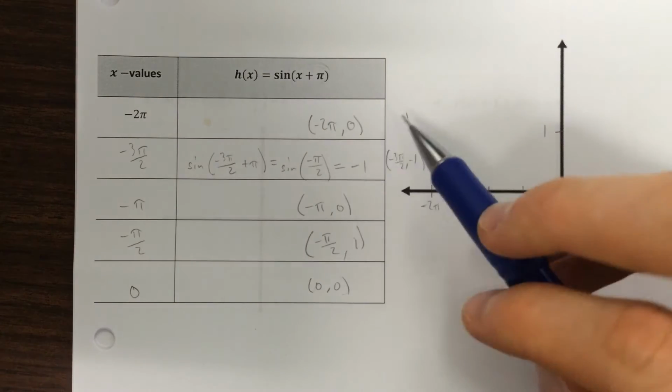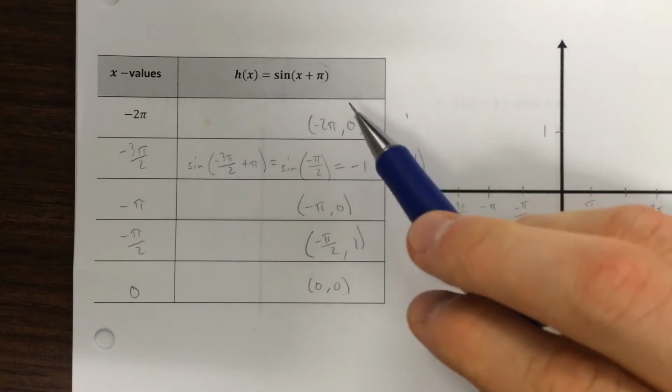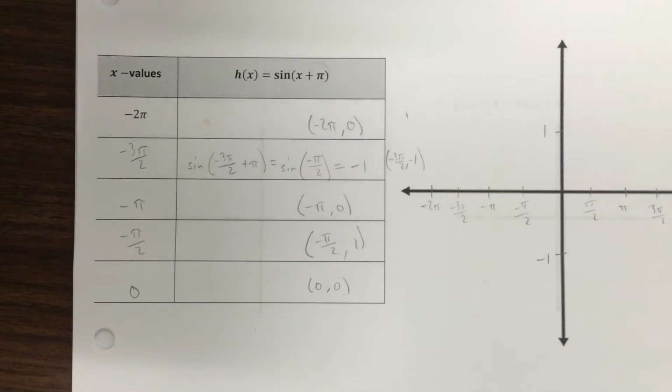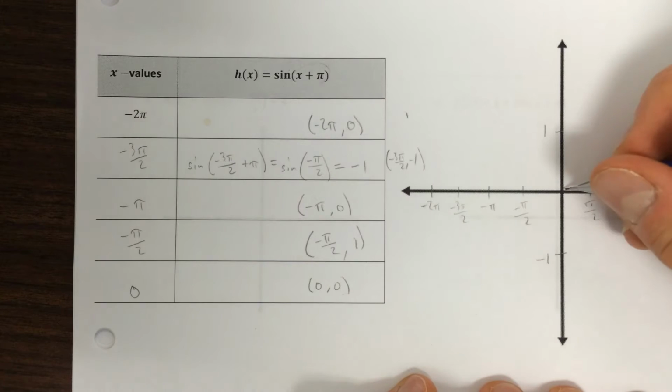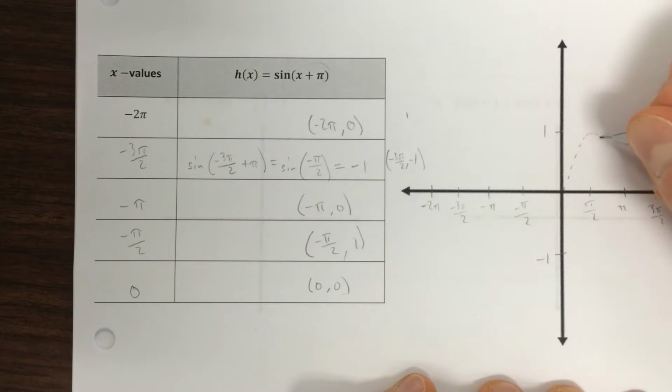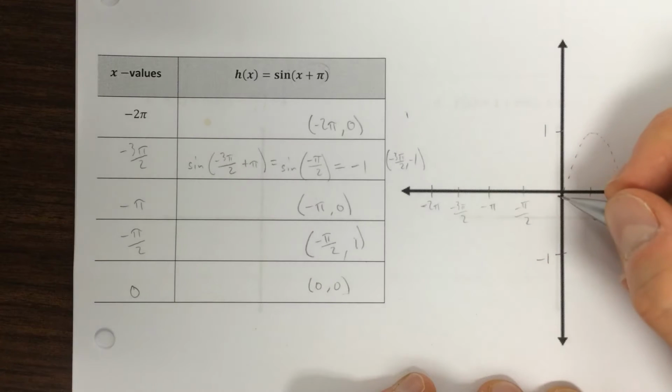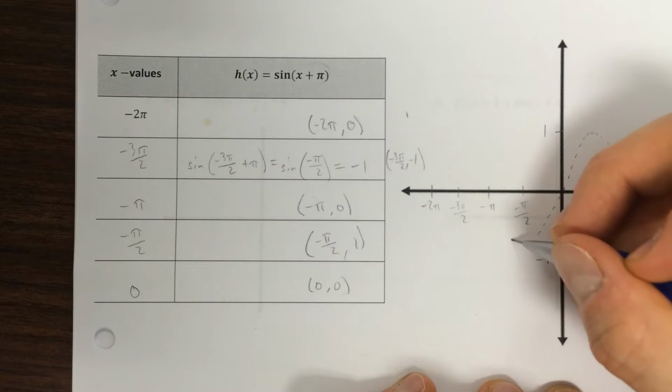Okay, so we get our ordered pairs. I would pause it, check, make sure you see where these ordered pairs are coming from. And then what we can do is go ahead and draw the parent function. It's still sine, so our parent function still looks like this. We go up to 1 at pi over 2, pi and 0, 3 pi over 2 and negative 1, 2 pi and 0, and then down.